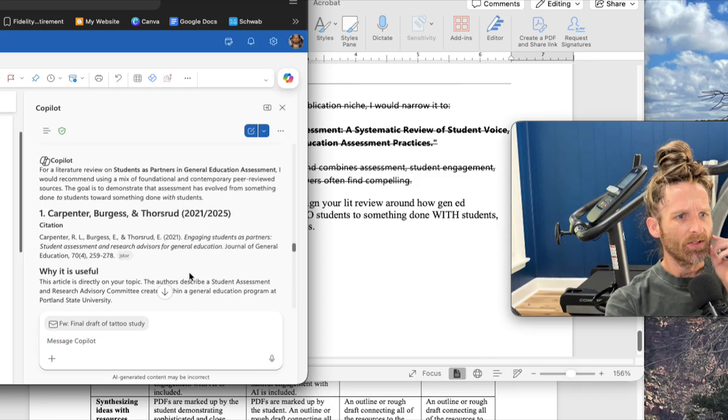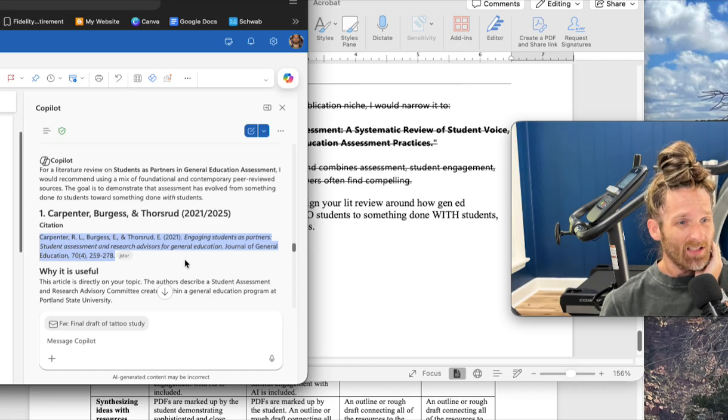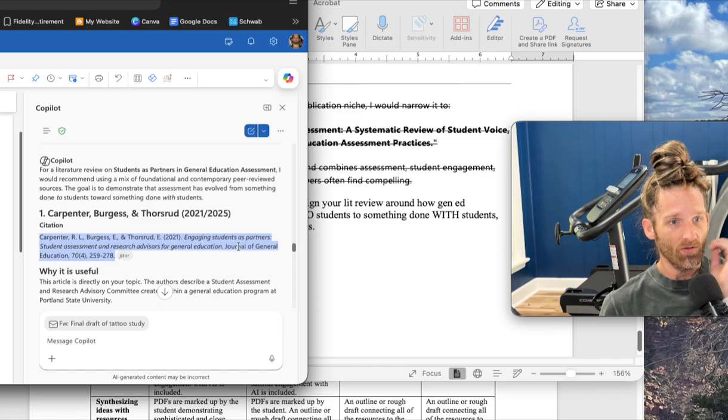So Carpenter, Burgess, I don't know that one. Engaging students as partners. Okay, so just a comment. This isn't an APA format. It looks like it's a book, but it says it's from the Journal of General Education. And so the title should not be italicized. The journal should be italicized. So I wouldn't just want to copy that.